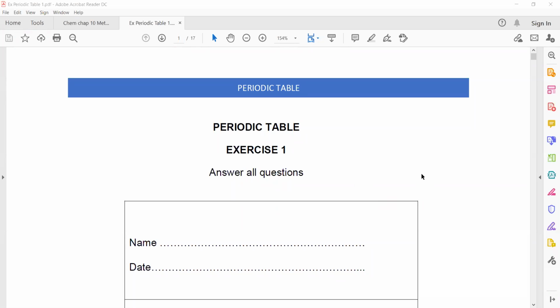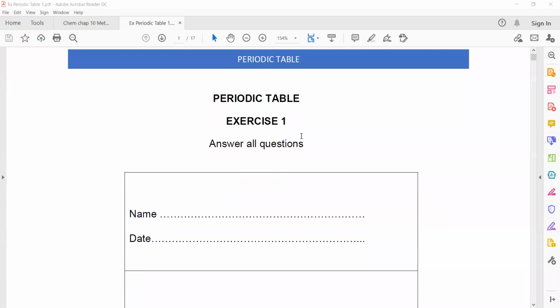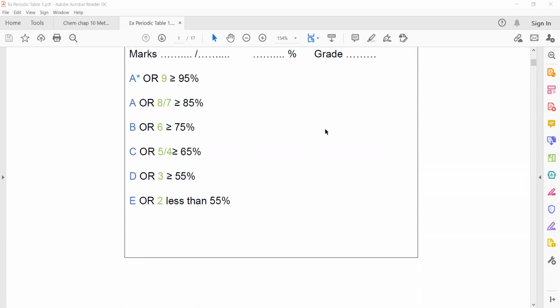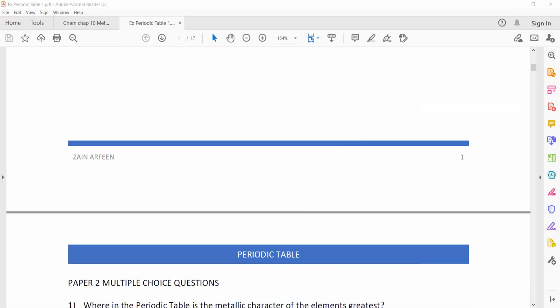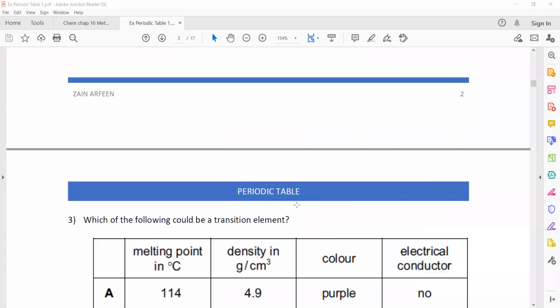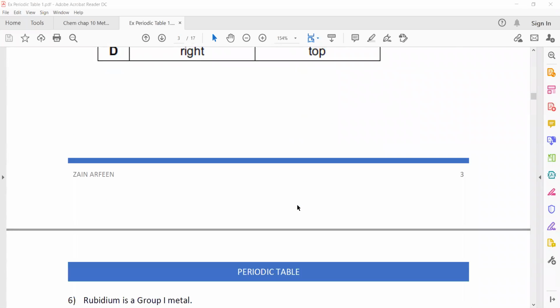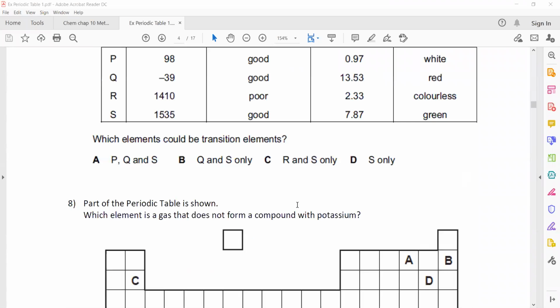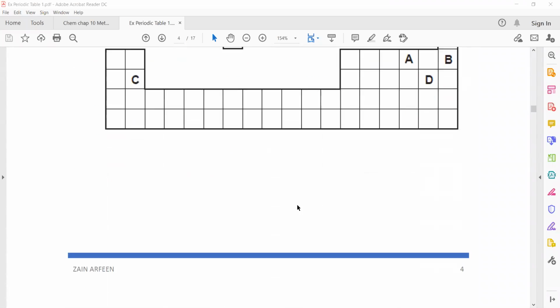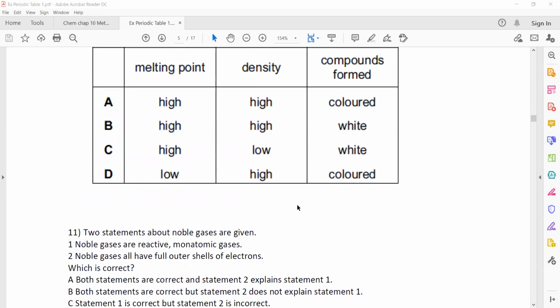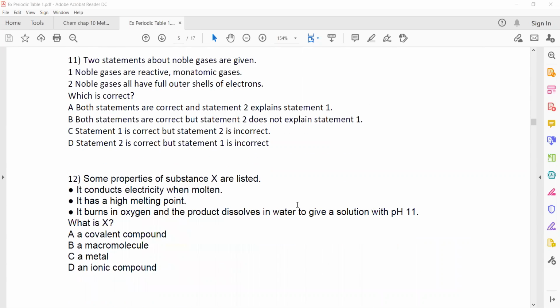First, I'll discuss the doubts related to the weekly homework, periodic table exercise 1. So, doubts which I received from different students. You can also mention your doubt in chat.